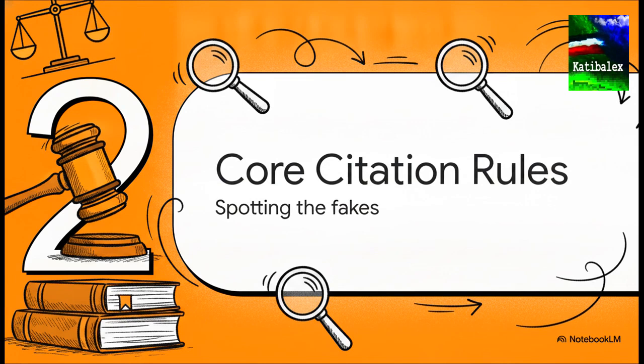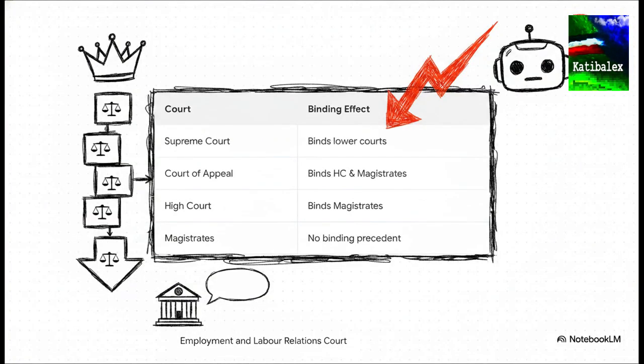Moving on to Section 2, Core Rules of Citation. This is all about spotting the fakes. You know the hierarchy of legal authority across the region? Supreme Court at the top, down through the Court of Appeal, High Court, and Magistrates' Courts. But why does this matter for AI? Well, because AI notoriously jumps tiers. If an AI places an employment dispute at the Supreme Court in the first instance, completely skipping the Employment and Labor Relations Court, that is a massive glowing red flag.